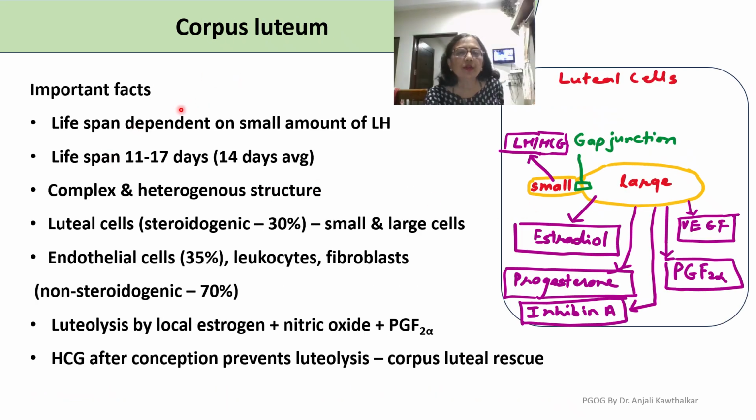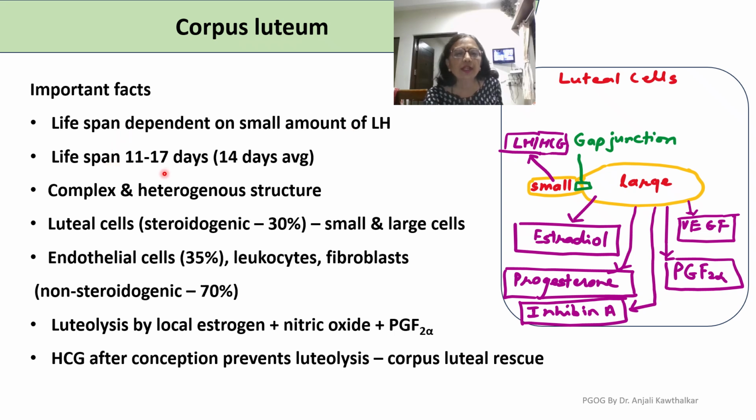Important facts related to corpus luteum are that its lifespan is dependent on a small amount of LH which is present in the second half of the ovulatory cycle. We say that in the second half there is an LH surge, but some amount of LH remains persistently raised, and this small amount decides the lifespan of the corpus luteum. If this small amount of LH is not there, there will be earlier demise of corpus luteum.